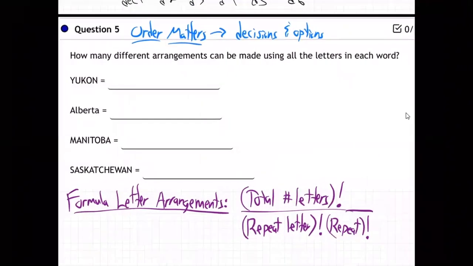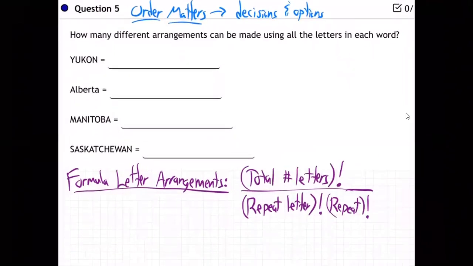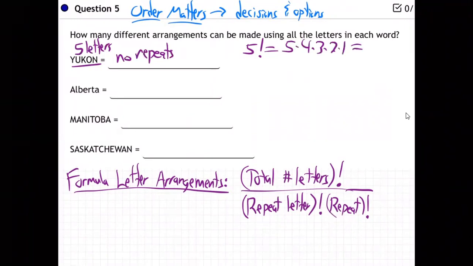You put the total on the top with an exclamation point, meaning a factorial. I'll remind you how that works. And the repeats on the bottom. So for Yukon, we have 5 letters. So it's going to be 5 factorial, and we don't have any repeats, right? There's no repeated letters. We'll get to repeats in the next one. No repeats. So it's just 5 factorial. It's just 5 times 4 times 3 times 2 times 1, which is 120.